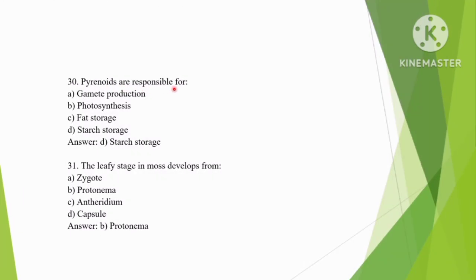Pyrenoids are responsible for option D, starch storage. So they are located in algal chloroplast. Pyrenoids help synthesize and store starch. The leafy stage in moss develops from. Right answer is option B, protonema. Protonema grows into leafy gametophyte, which is the dominant generation in moss.